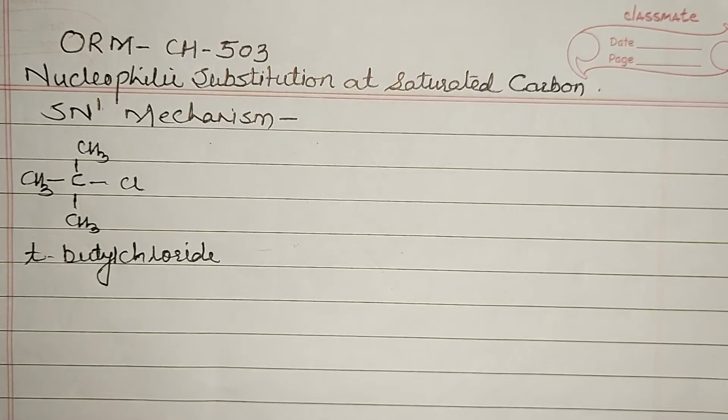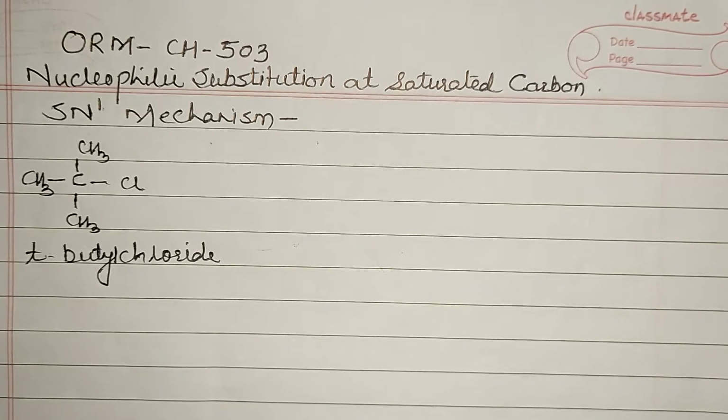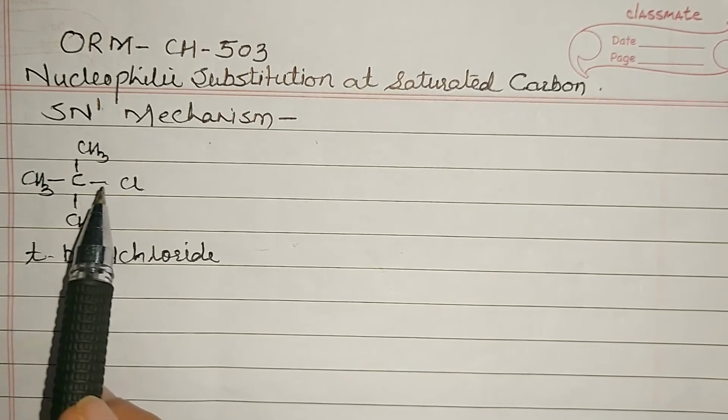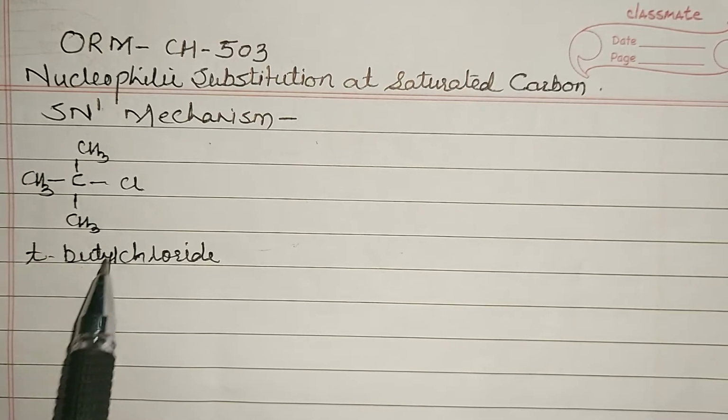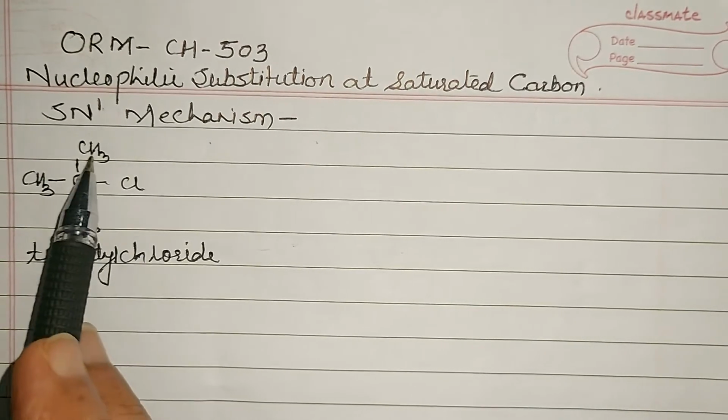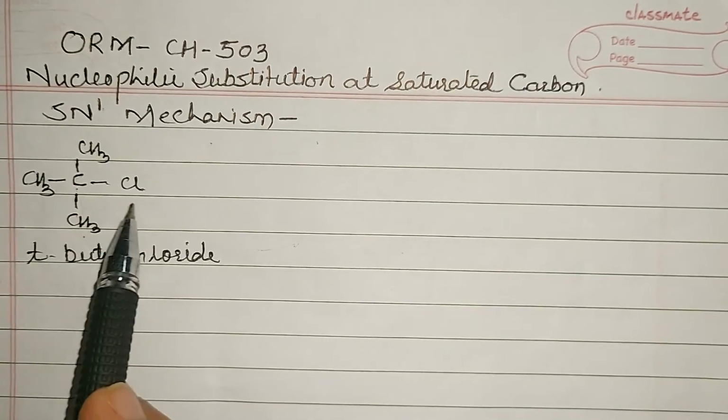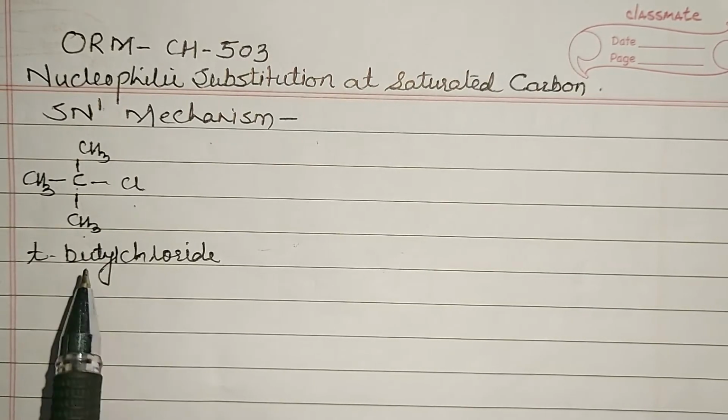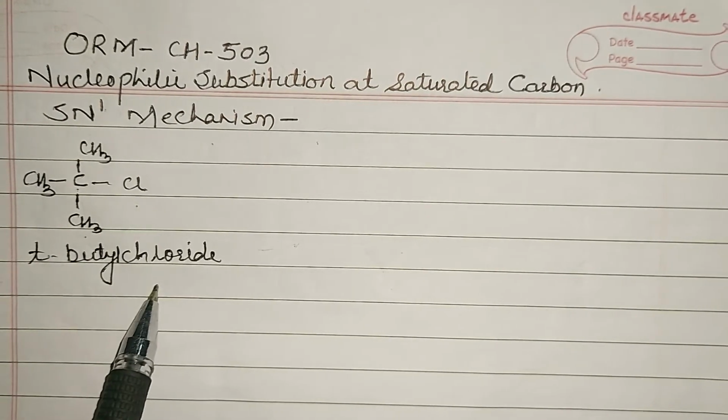Hello everyone. In our last lecture, we learned about the stereochemical implication of the SN2 mechanism. Now we are going to learn the SN1 mechanism. The example of the SN1 mechanism is this. This is the substrate: a carbon with CH3, CH3, CH3 and Cl. This molecule is tertiary butyl chloride.